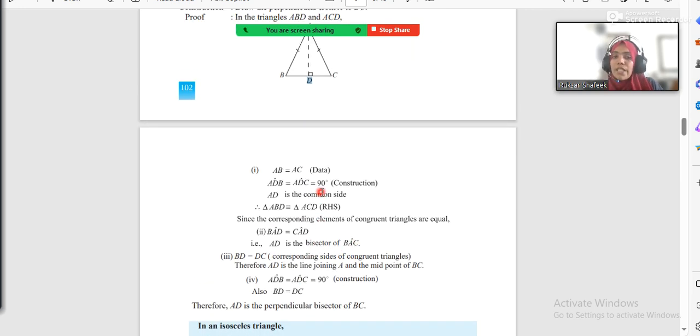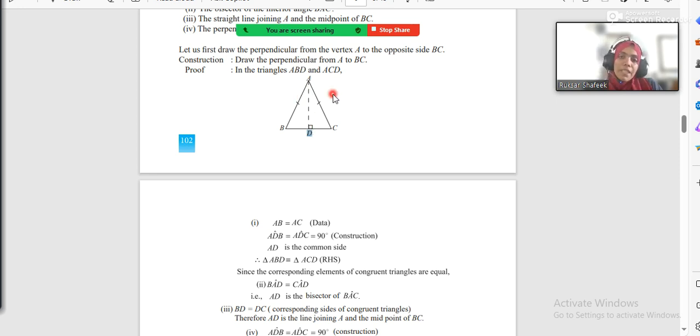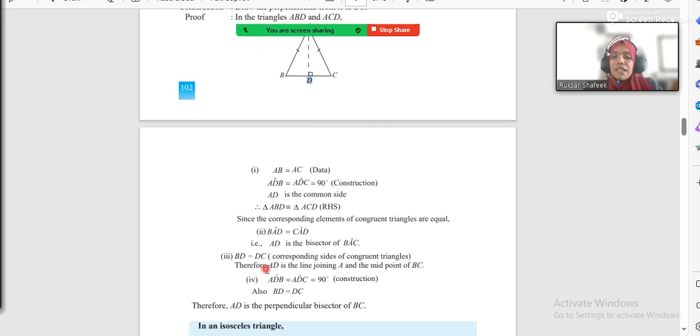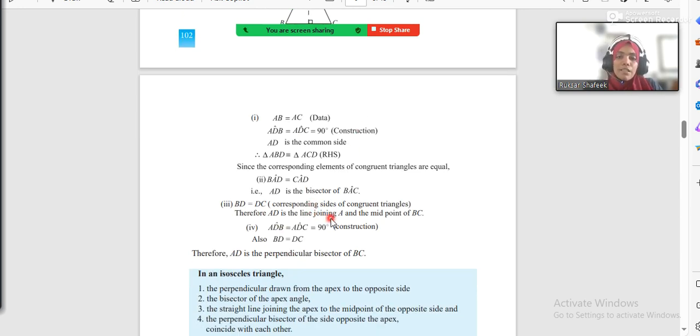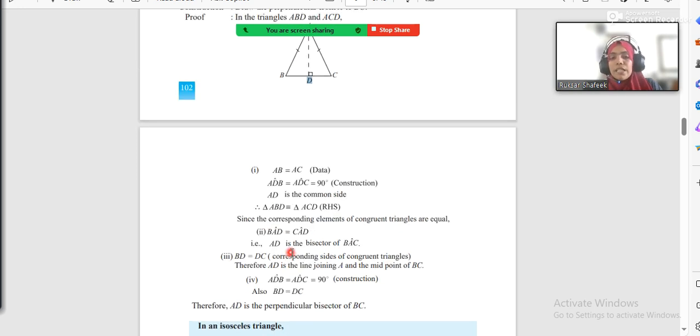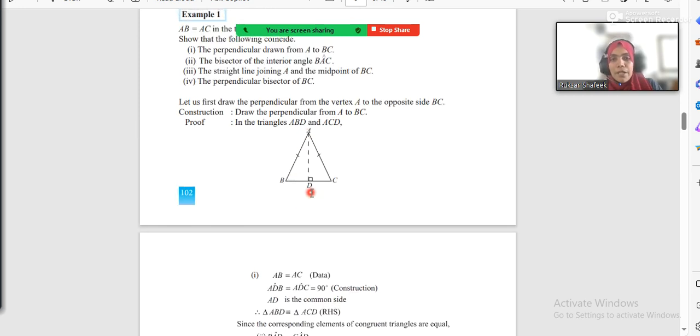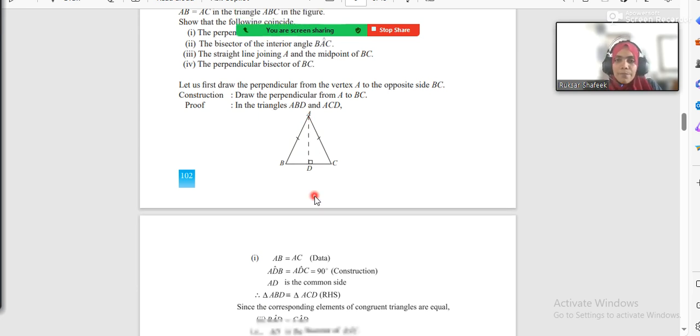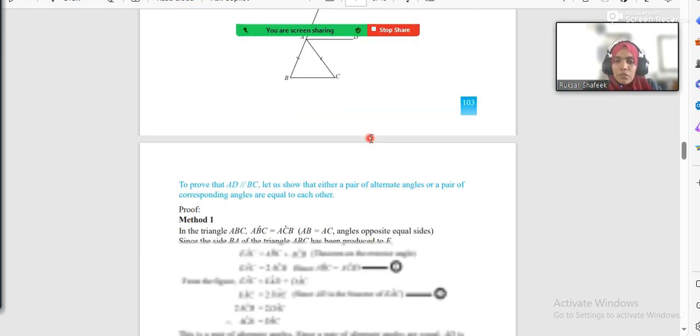And that brings us to the next part, that AD is the bisector of BAC, that AD bisects the angle BAC equally into two parts. And BD is equal to DC also, like I told you, because again, corresponding elements of congruent triangles, and therefore AD is the line joining A and the midpoint of BC. So the last part that they've spoken about is ADB equals ADC equals 90 degrees, also BD is equal to DC. Therefore, it's the perpendicular bisector. It's not just the bisector of angle BAC, but rather a perpendicular bisector which has a 90 degrees there. So that's what they've proved there and worked out the question.